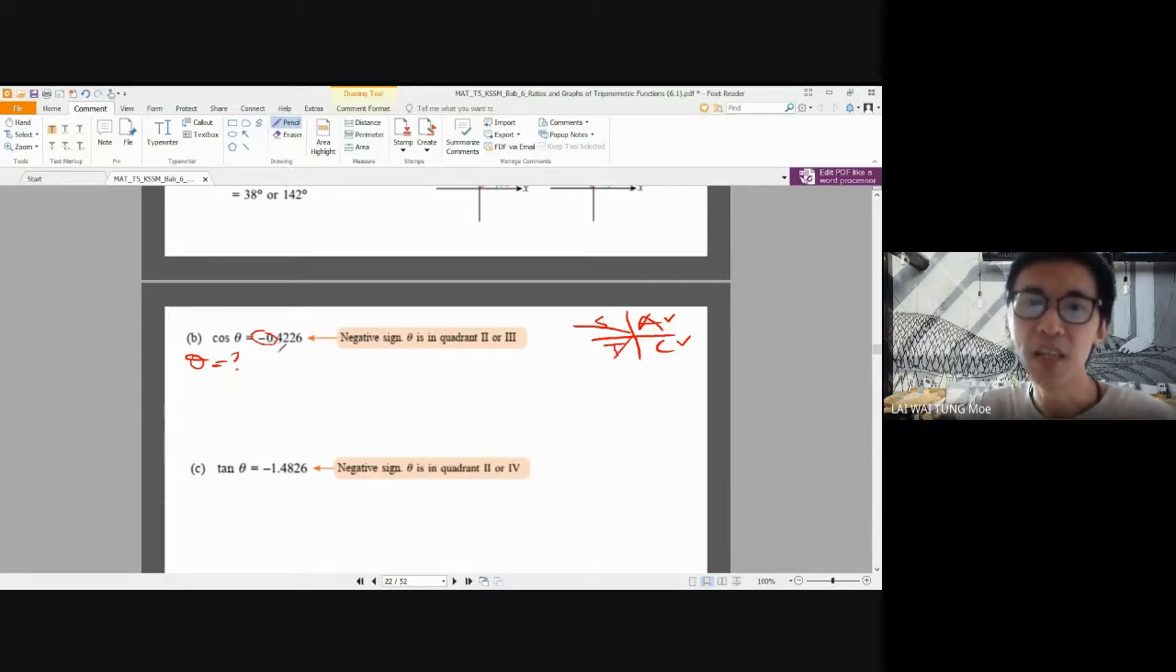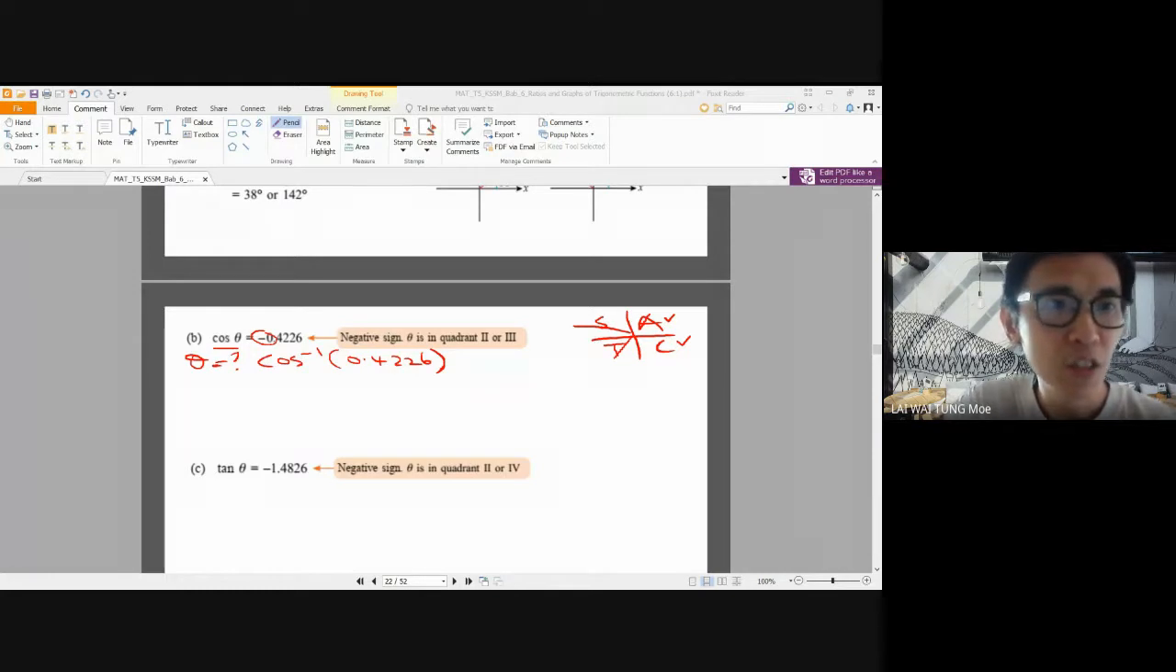Then you will find the angle first, meaning find the alpha first. How to find the alpha? You need to press the calculator. Because this is cos, you have to press the inverse cos. Inverse cos of 0.4226. You have to use your calculator to press this to get this answer. If you have a calculator, you can try to get this answer.